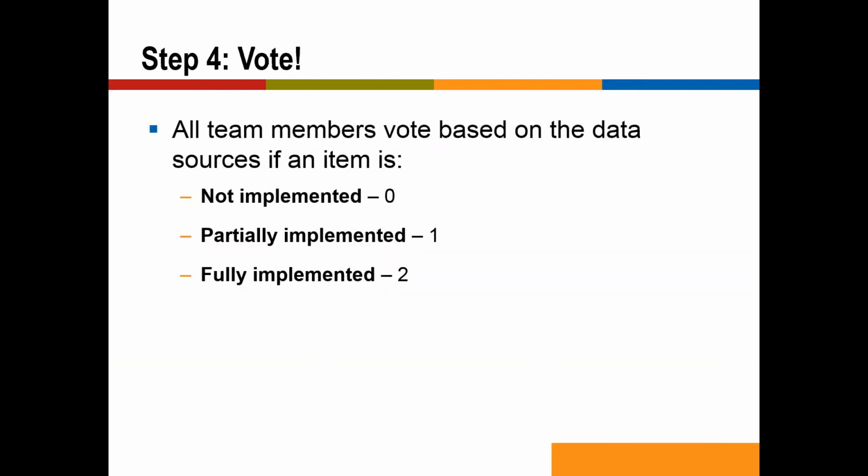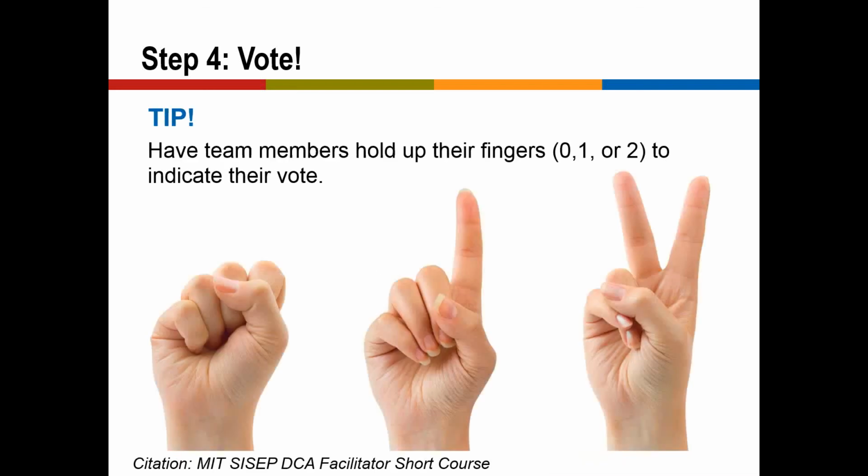Step 4, it's time to vote. All team members will vote based on the data sources if an item is not implemented, partially implemented, or fully implemented. Here's a tip. Have team members hold up their fingers 0, 1, or 2 to indicate their vote. Another idea to reduce bias is to have school team members show their votes on the count of 3. This way they avoid looking at each other or the administrator and changing their vote based on these assumptions.